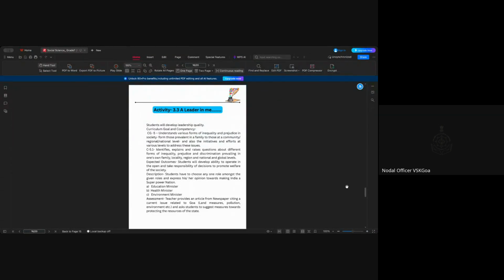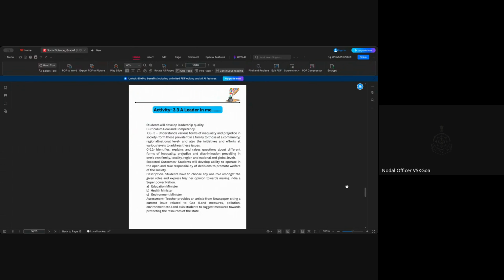Here, the child identifies, explains, and raises questions about different forms of inequality, prejudice, and discrimination prevailing in one's own family, locality, region, and at national and global levels. And what we expect from students here is that they will develop the ability to operate in the open and take responsibility for decisions to promote the welfare of society.